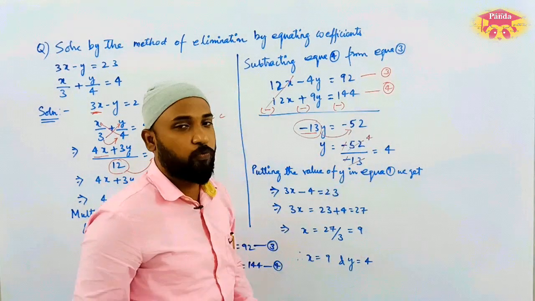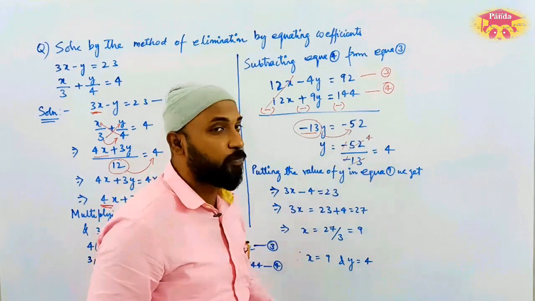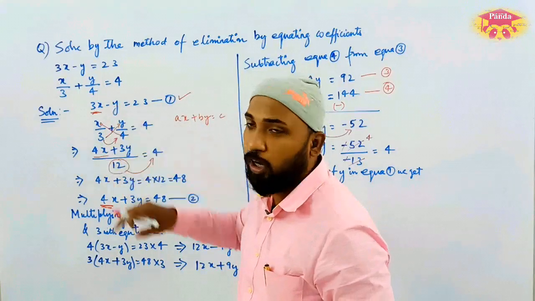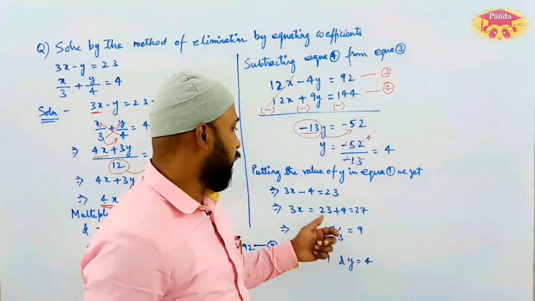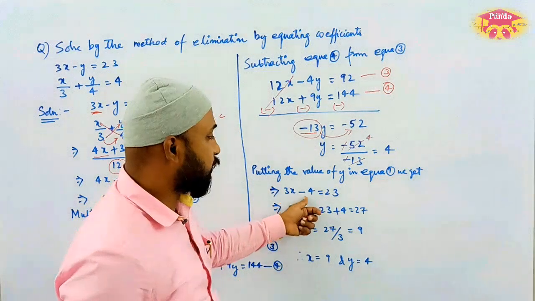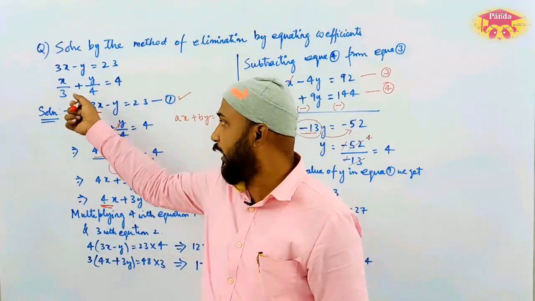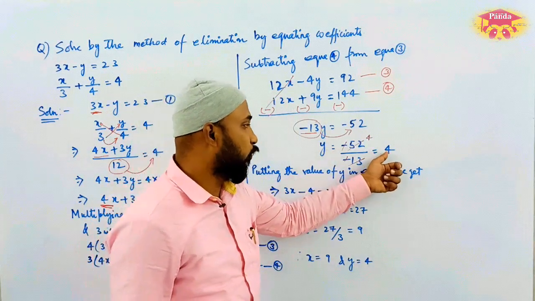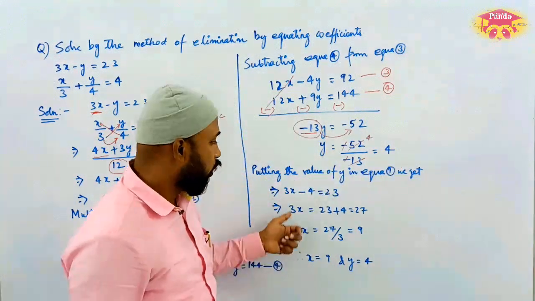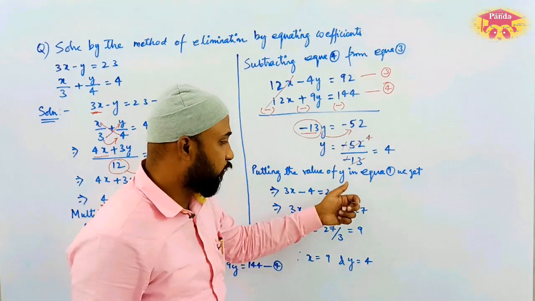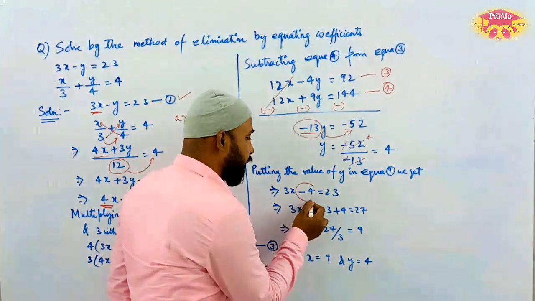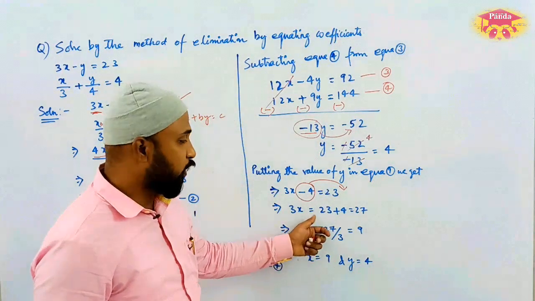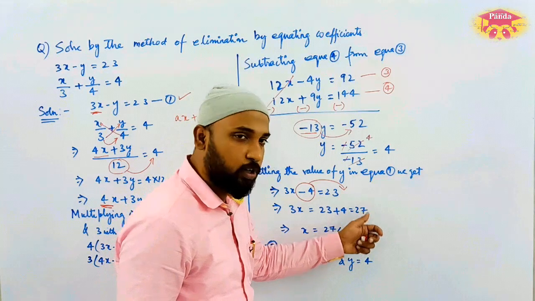Once we get the value of y, in which equation will we put it? In equation 1 we will put the value of y. You see, we will write equation 1 over here, 3x minus y, but in place of minus y I will put 4 because we got the value of y as 4. So 3x minus 4 equals 23. Minus 4 is there in the LHS. If it goes to the RHS, it will become positive. So 3x is equal to 23 plus 4, which is equal to 27.